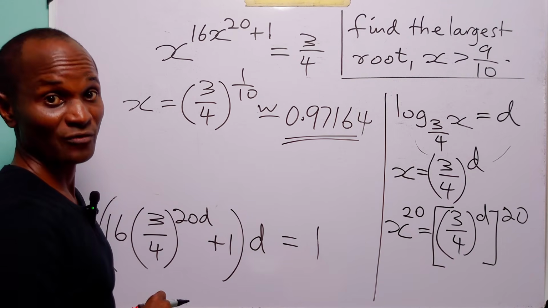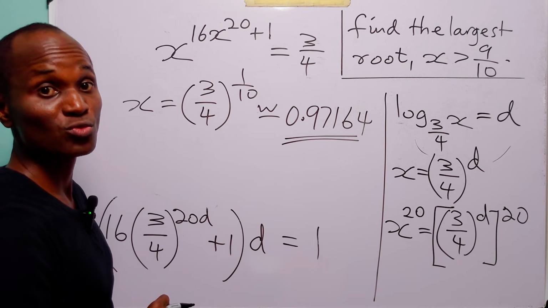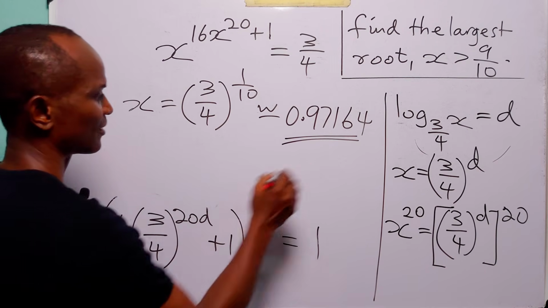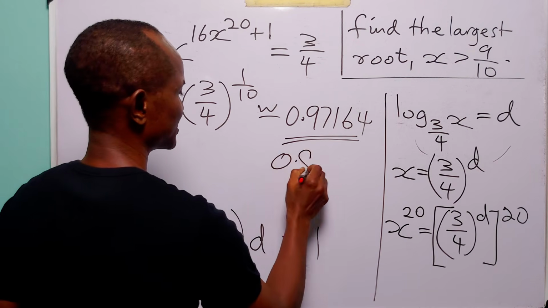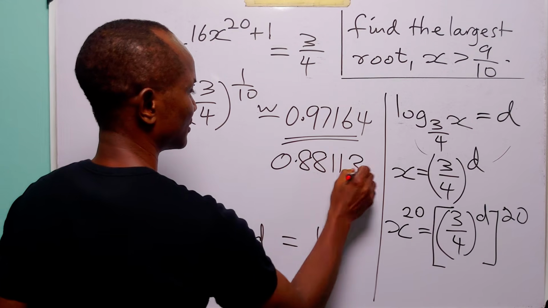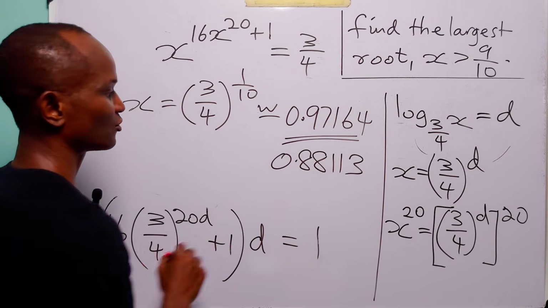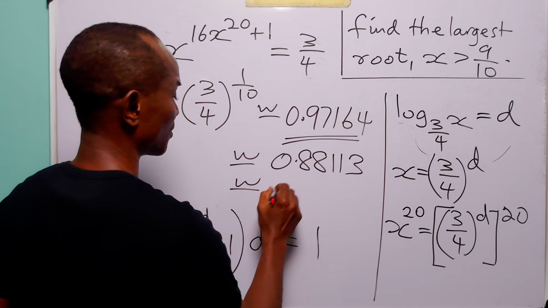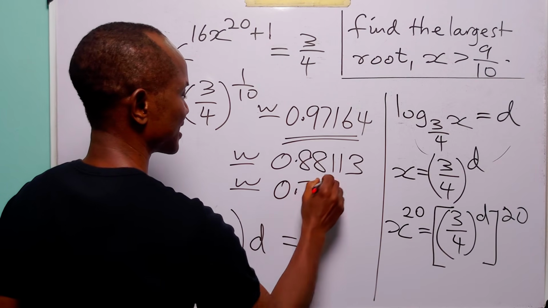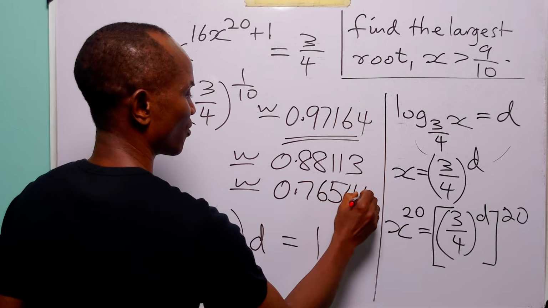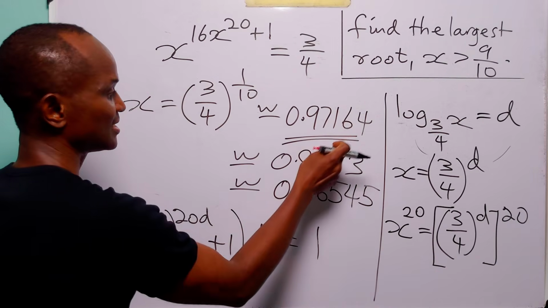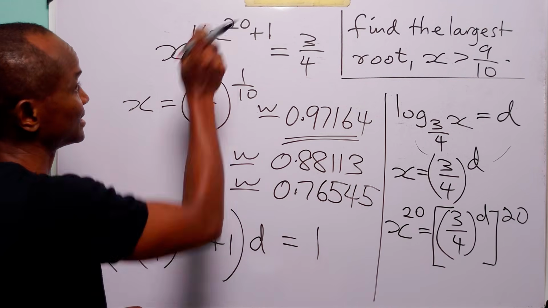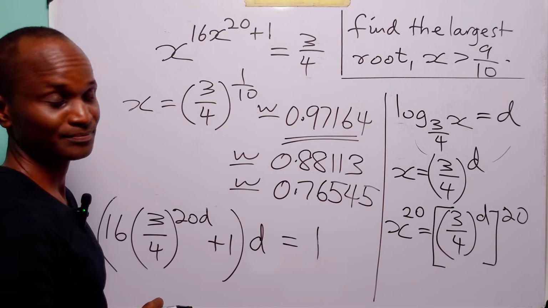Now, just for the fun of it, this equation has two other real roots. The second root is 0.88113. And the third root, of course this is approximate, is approximately equal to 0.76545. So these are the three roots of this algebraic equation.